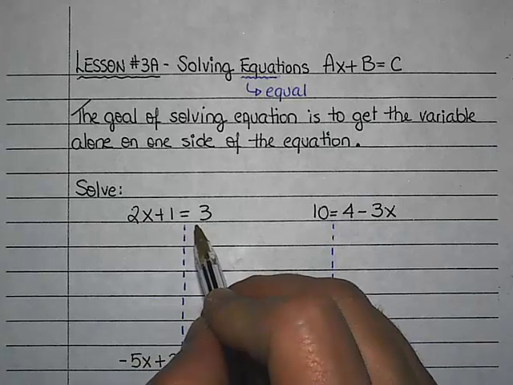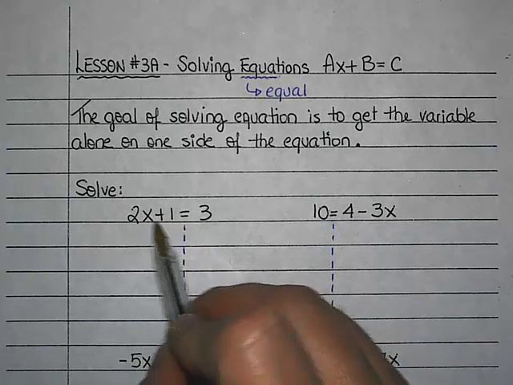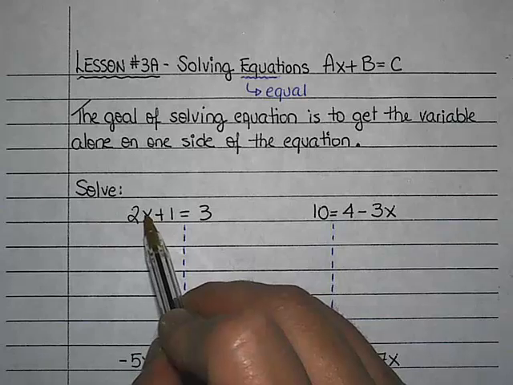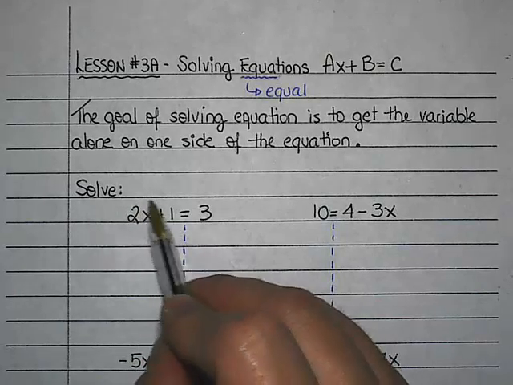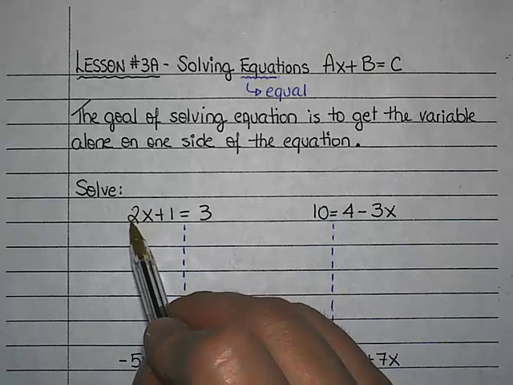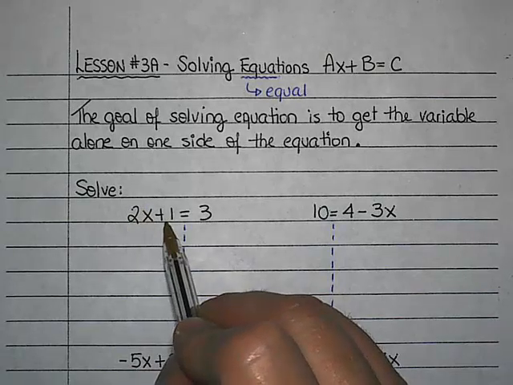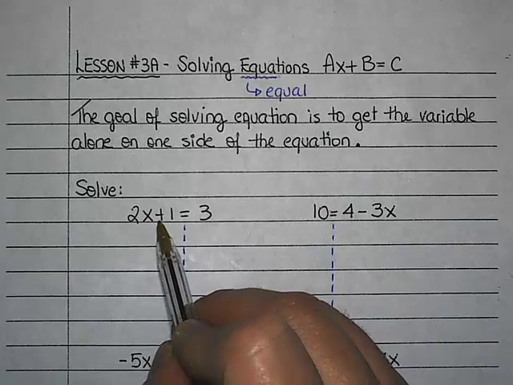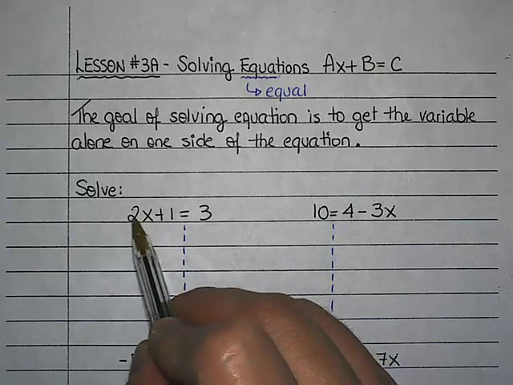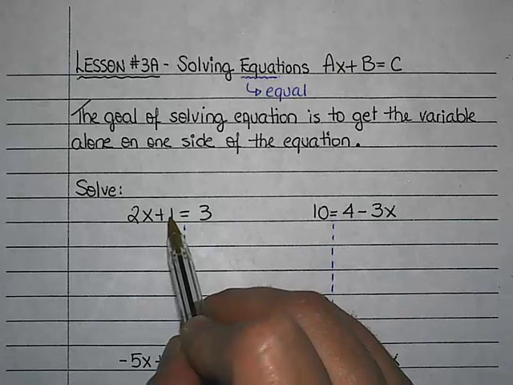We're going to solve this equation. Again, our goal is to get this letter x by itself, all alone on this side. Right now, it has numbers around it. So our job is to get rid of the 2 and the 1. We usually start with a number that is far away from the x. So comparing the 2 with the 1, we see that 1 is the one that is farthest away from the x.